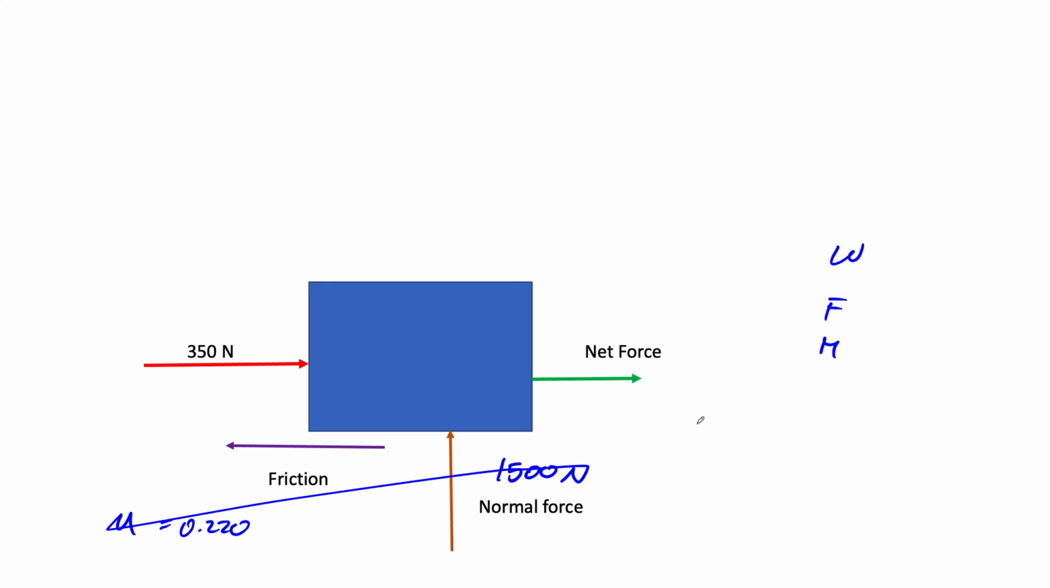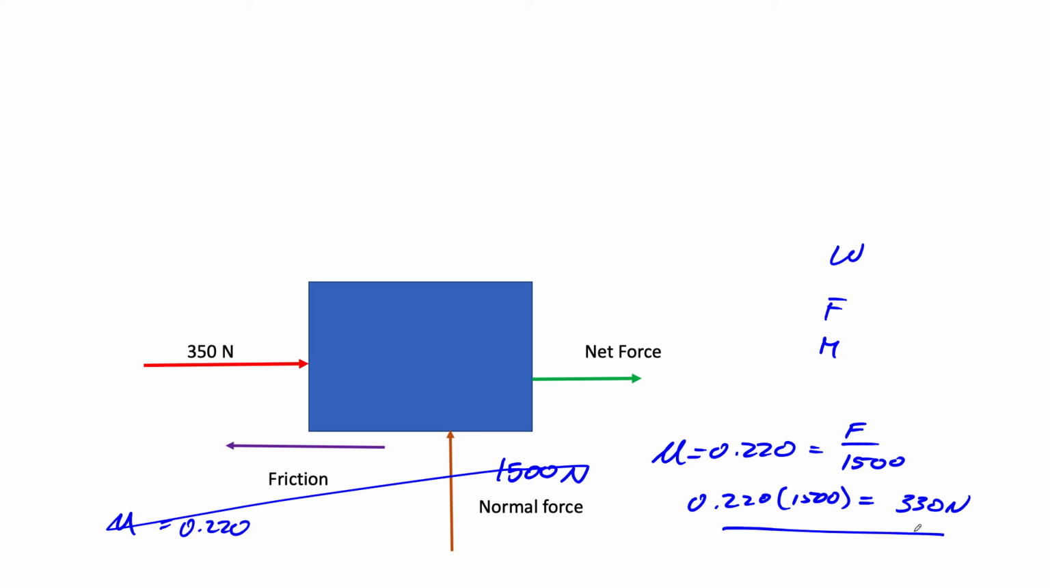So let's look at friction. Mu, which is equal to 0.220, is equal to friction divided by normal force, which is 1,500. So 0.220 times 1,500 gives me my friction force, and that force is going to be 330. So 330 newtons is my frictional force. So friction is 330 newtons. My net force is going to be 20 newtons.